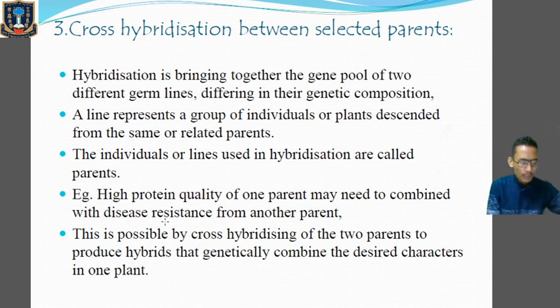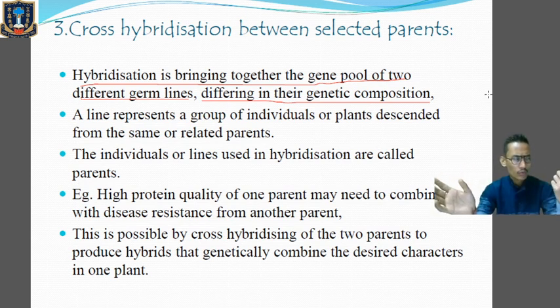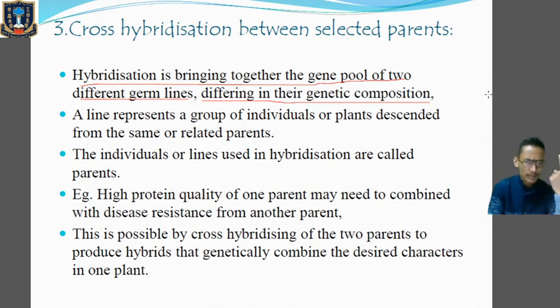So here what we are doing: we have selected the plants or the seeds. Now we are going through hybridization, so that whenever the progeny or offspring is produced, that offspring will carry the characteristics of both the parents. Let's see. Hybridization is bringing together the gene pool of two different germ lines differing in their genetic composition. Just think of the example I've told right now. We have two plants belonging to the same species, because we have different varieties or different species of plants. One plant has higher production but no disease resistance. The second plant has no production but is disease resistant.